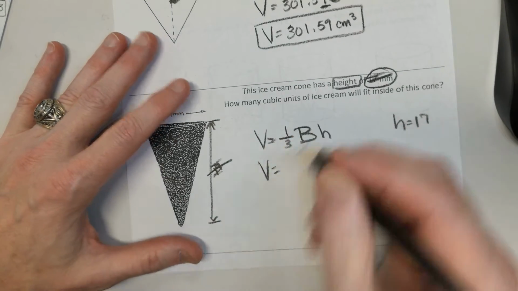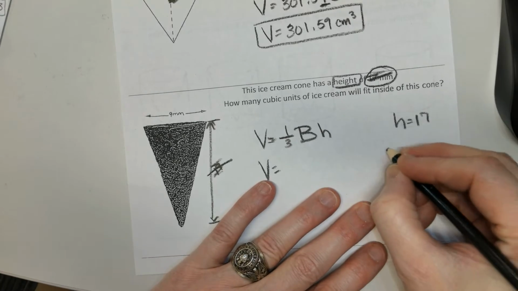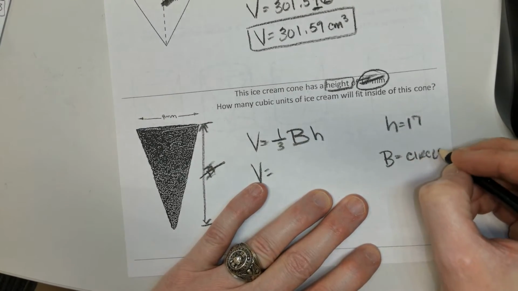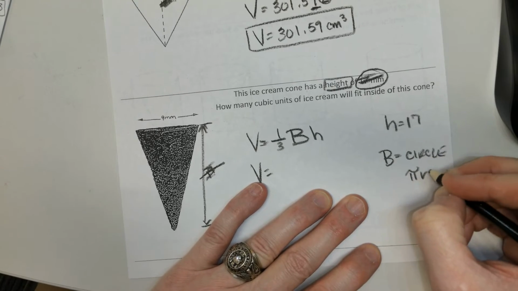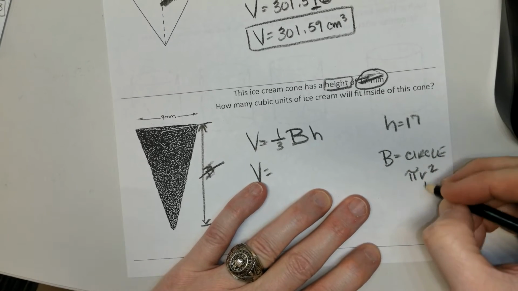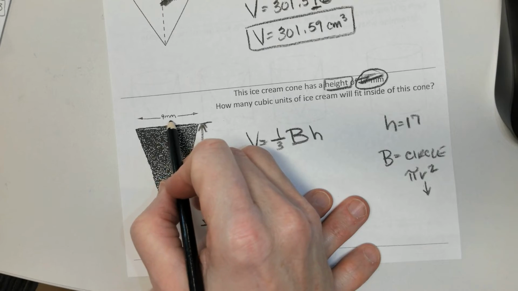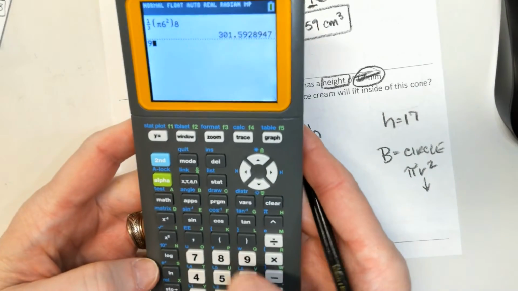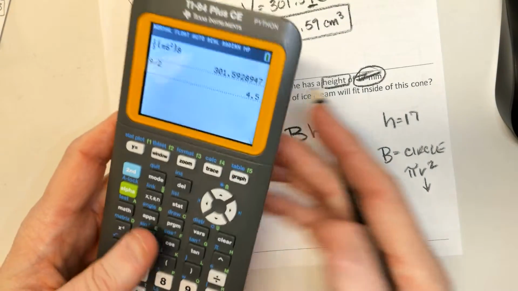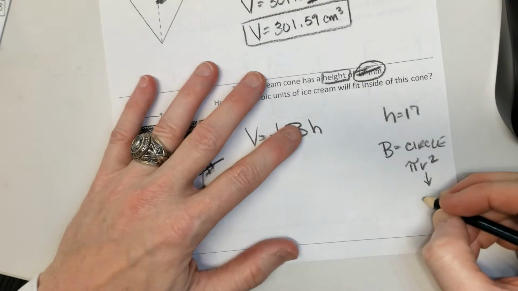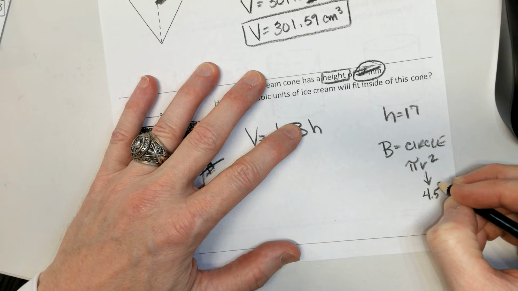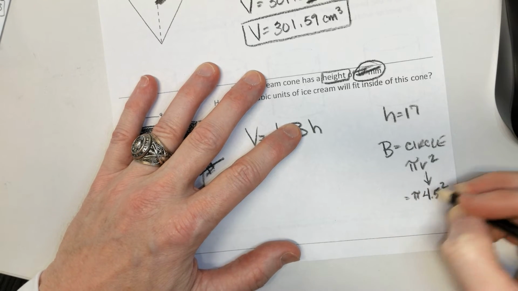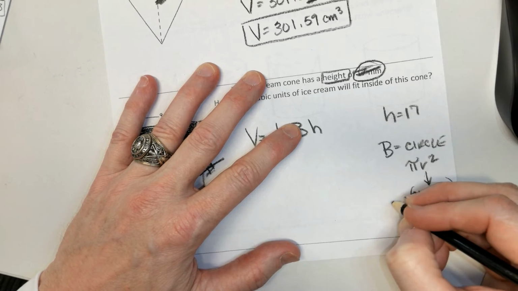So, now I need to find capital B. What's the shape of the base? What's the formula for a circle? Pi r squared. Do I have my radius or do I need to cut that in half? I got to cut it in half. How do I cut something in half? Divide by 2. So I know my radius is 4.5. Got to square that and hit pi. Okay? Put that in parentheses.